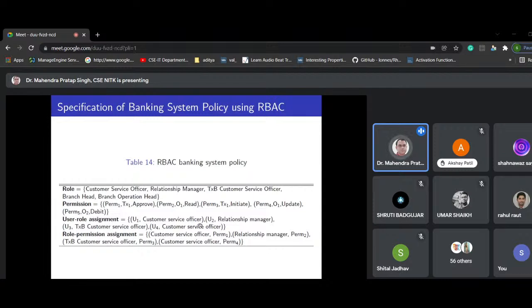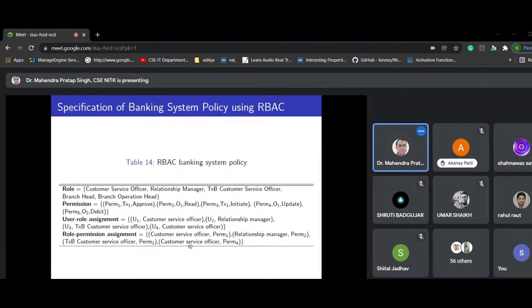The moment I assign the customer service officer role to the user U1, it means from here onward this user U1 can perform the approve operation over transaction. Fine. Why? Because this user has the role customer service officer, and this customer service officer role has that permission. A user can have multiple roles. A role can have multiple permissions. A permission can be associated with multiple roles. And a role can be associated with multiple users.